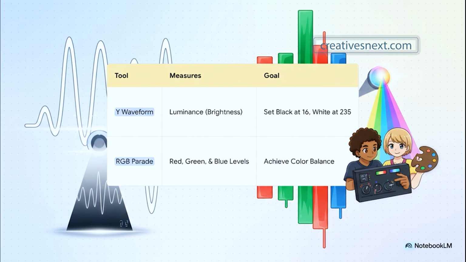The Y waveform is all about luminance, brightness. Our goal is to get our darkest darks to sit right at 16 and our brightest whites around 235. That's the sweet spot for broadcast. Then you've got the RGB parade, which shows us the red, green, and blue levels separately. This is our secret weapon for getting perfect color balance.